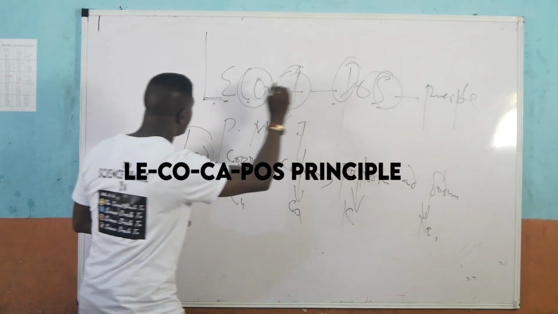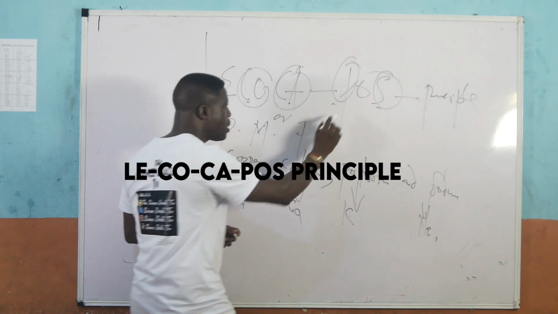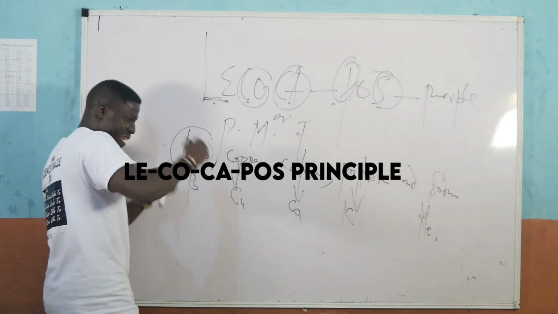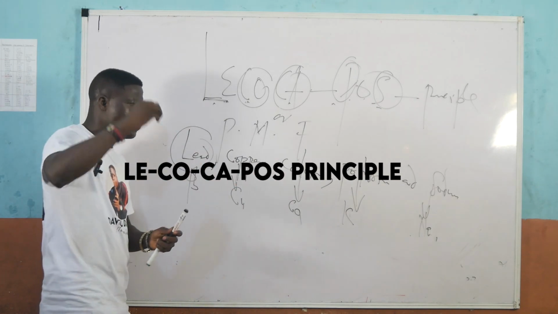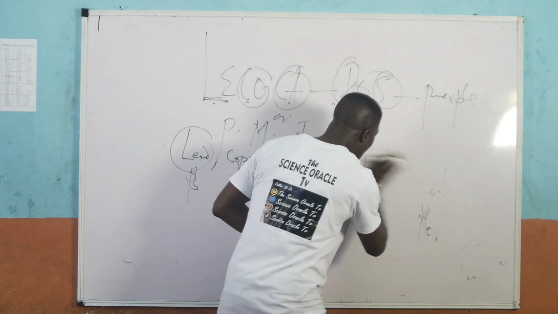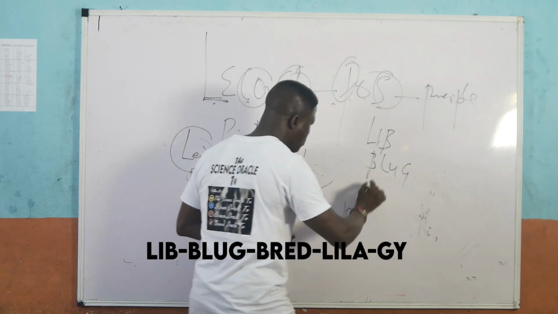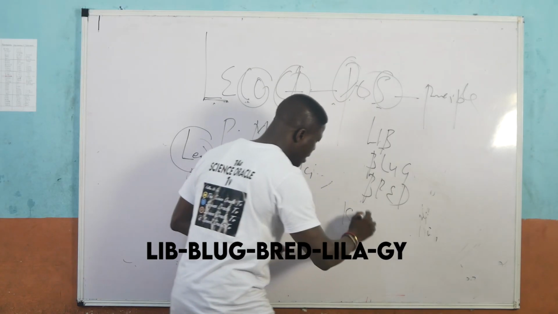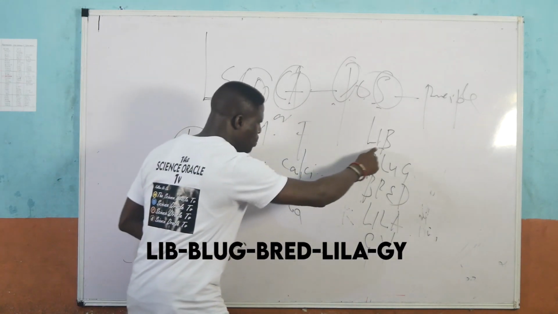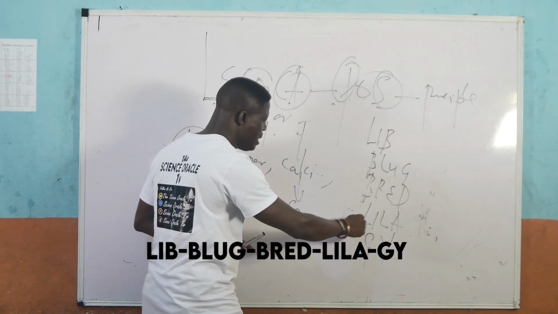Where Pb is for lead, Cu is for copper, Ca is for calcium, PO is for potassium, and of course S is for sodium. When heated on a non-luminous flame, they are respectively equivalent to the color of lead block, bread, lila G. Lead block, bread, lila G.